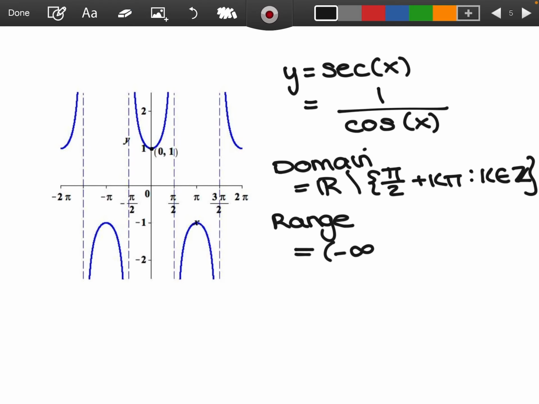The range is the exact same as we had for cosecant. I have to go from negative infinity up to -1 and include -1. We can see that we get -1 at -pi, at pi, etc. And then I've got to also include the union of the set 1 up to infinity. Again, we include 1 because cosine of 0 is 1, so we do have some angles at which we get 1 as an output.